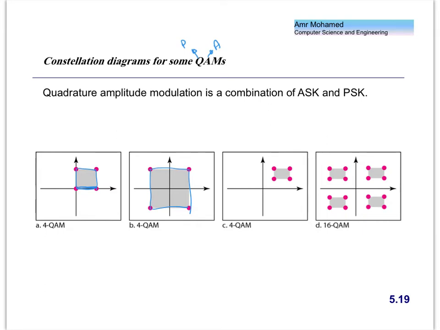Okay, so that's exactly right. So here we have for B, the distance between each two symbols is much bigger compared to this. So in that case, the effect of noise here will be less because the distances are more.